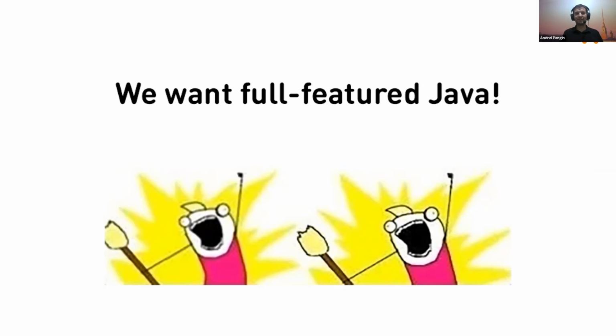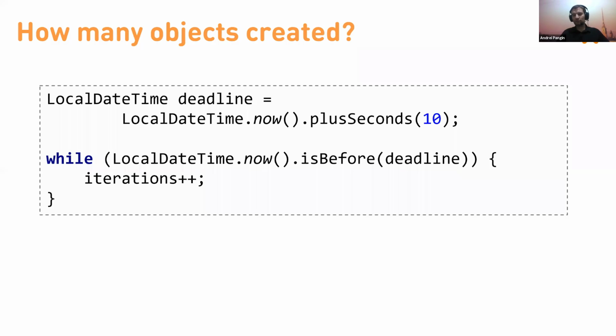So we want to use normal Java with streams, abstractions, and so on. Well, you would say that when I develop a program, I know how much it allocates. But in practice, it's sometimes not obvious at all. For example, consider this simple program that counts the number of iterations during 10 seconds. How many objects are allocated there and which types of objects?